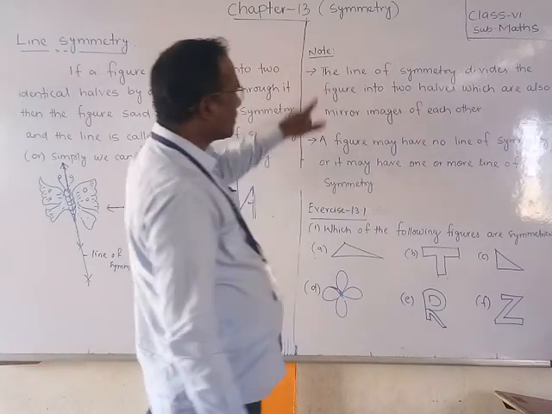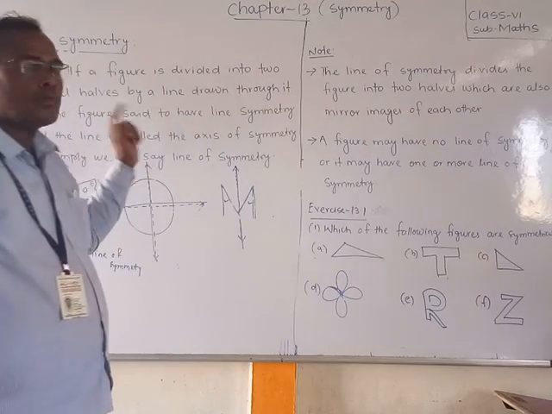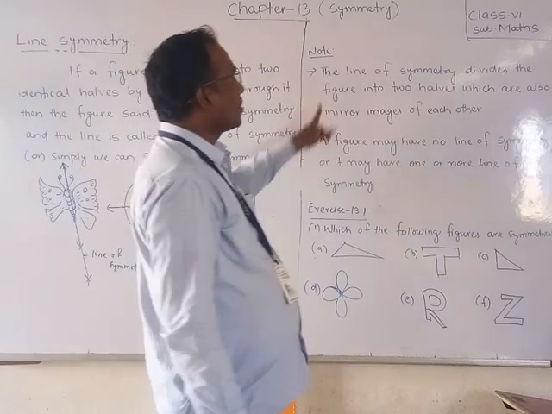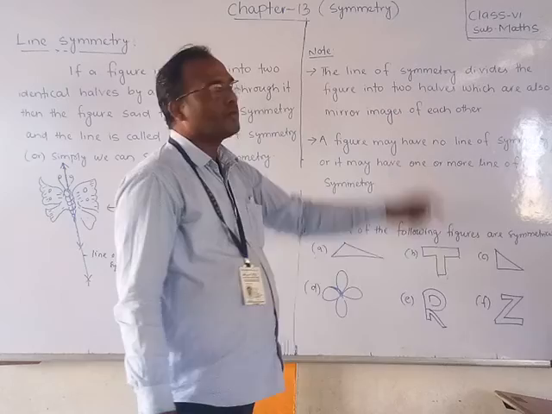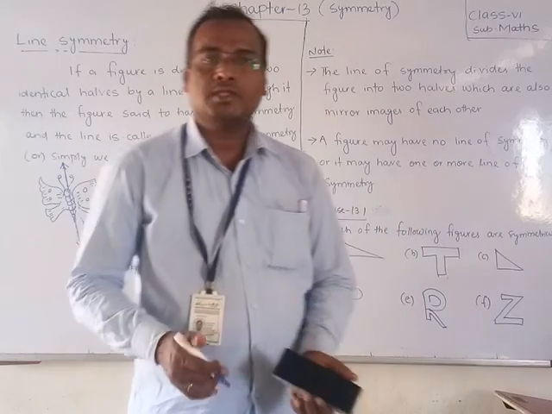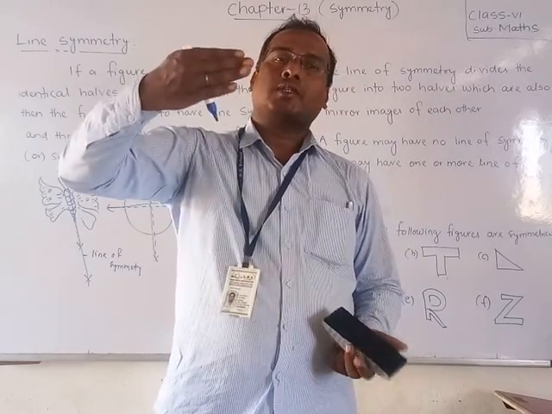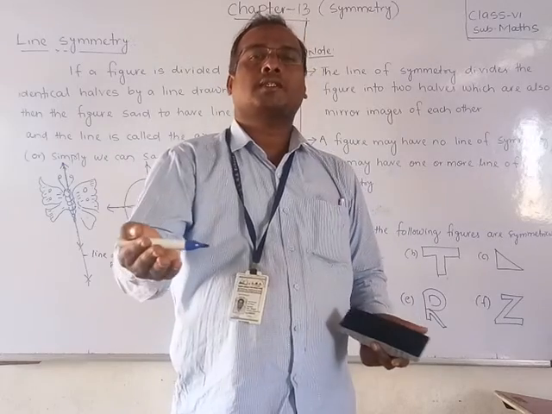These are important parts for you to remember. The line of symmetry divides the figure into two halves which are also mirror images of each other. Mirror image means what, dear? When you place a mirror on the line, the other half will look the same.